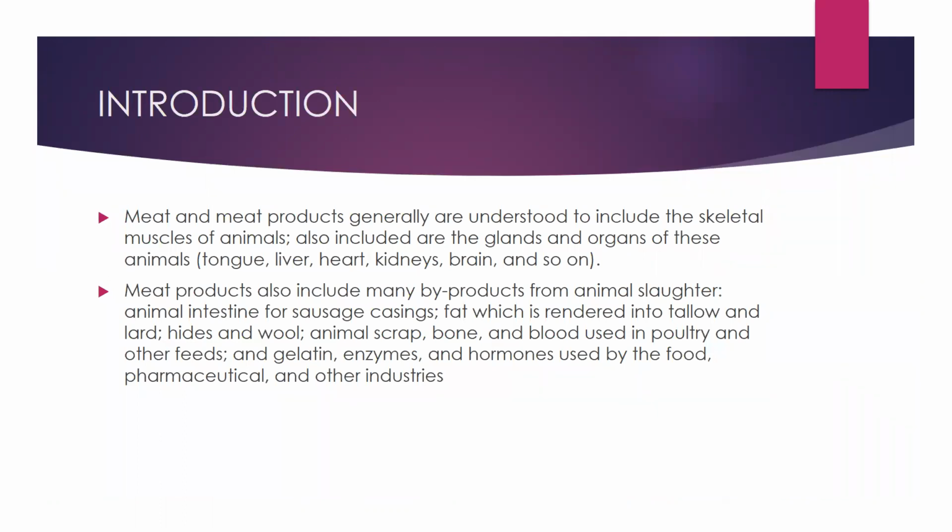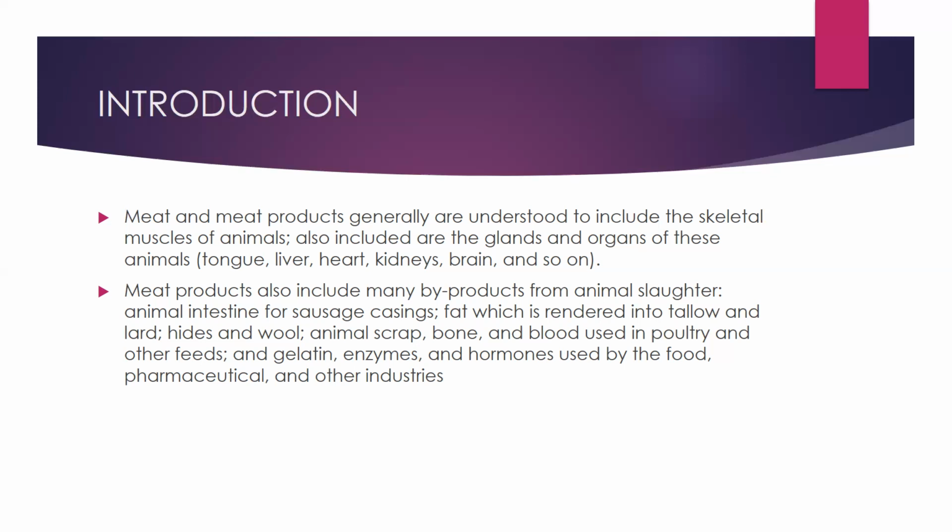Meat and meat products are generally understood to include the skeletal muscles of animals, and they include the glands and organs of these animals too, such as tongue, liver, heart, kidney, brain, etc. The principal sources of meat, especially in the US, include cattle, which is used as beef, calves, hogs, which are used as hams, pork, and bacon, and sheep, which is used for mutton, and younger sheep are also used. In some other societies, they consume a wide variety of animals, which include dogs, kangaroos, reindeer, and reptiles as well. These are the major sources of meat.